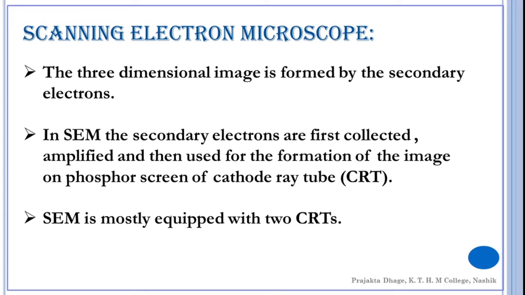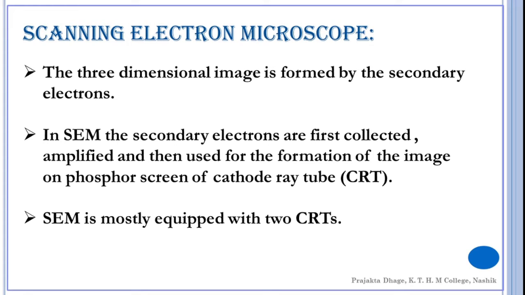But these electrons do not have sufficient inherent energy to excite the fluorescent screen and form the image as is formed in the transmission electron microscope by primary electrons. So, in scanning electron microscopes, the secondary electrons are first collected, amplified, and then used for the formation of an image on the phosphor screen of cathode ray tube, which we are going to refer to as CRT.